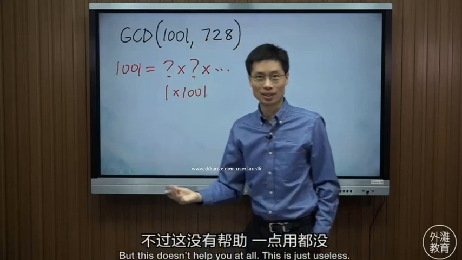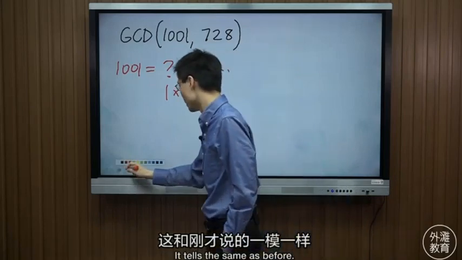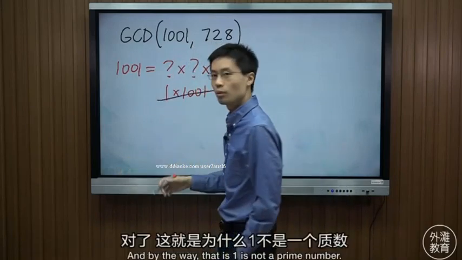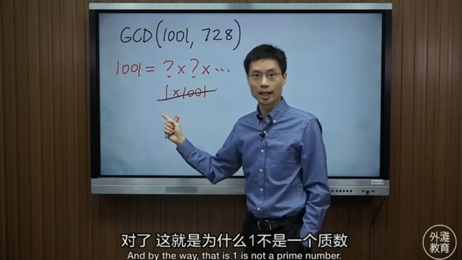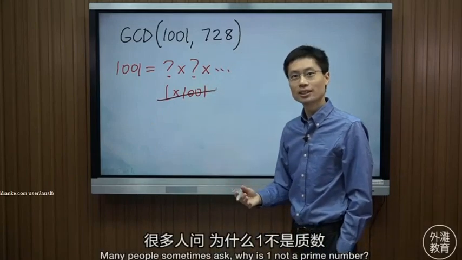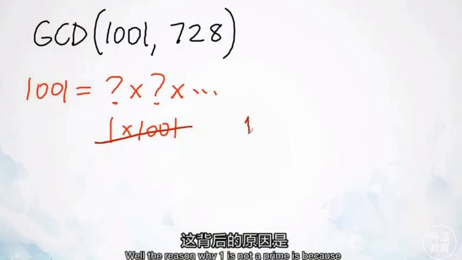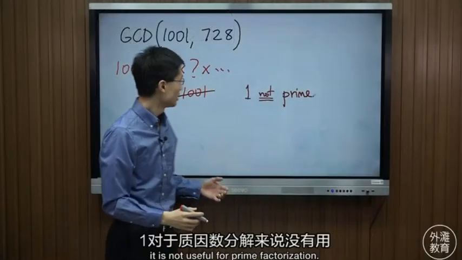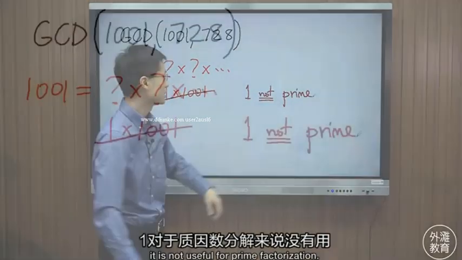But this doesn't help you at all. This is just useless. It's still the same as before. So this we don't use. And by the way, that's why 1 is not a prime number. Many people sometimes ask, why is 1 not a prime number? Well, the reason why 1 is not a prime is because it is not useful for prime factorization.